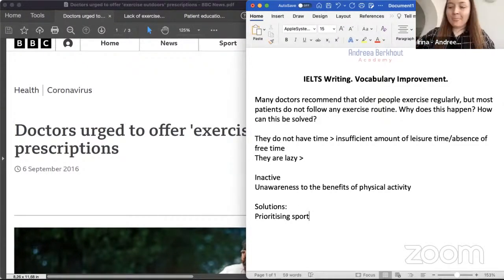Or prioritizing targets, maybe, Irina. Targets, yes, of course, in favor of sports. When we say that they don't follow a routine exercise, it doesn't mean that they should go on a triathlon. It means simple exercises that can be done by everybody. Okay, so prioritizing sports, or just physical activity in general.